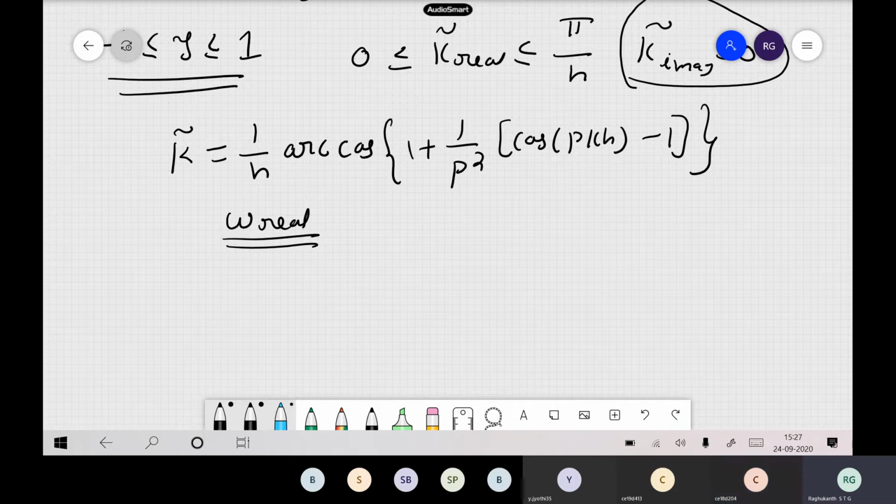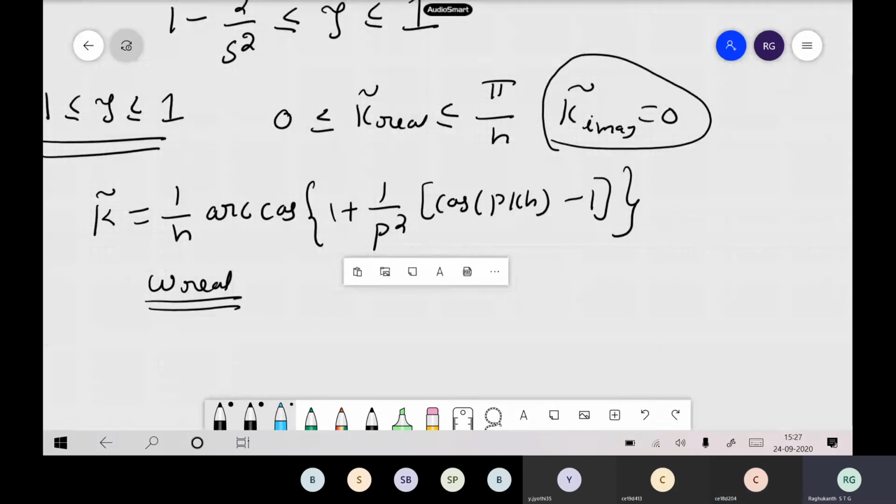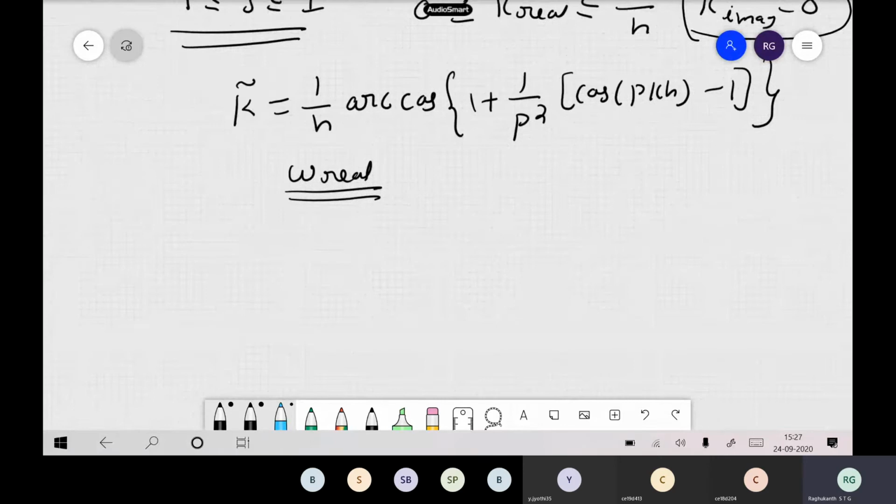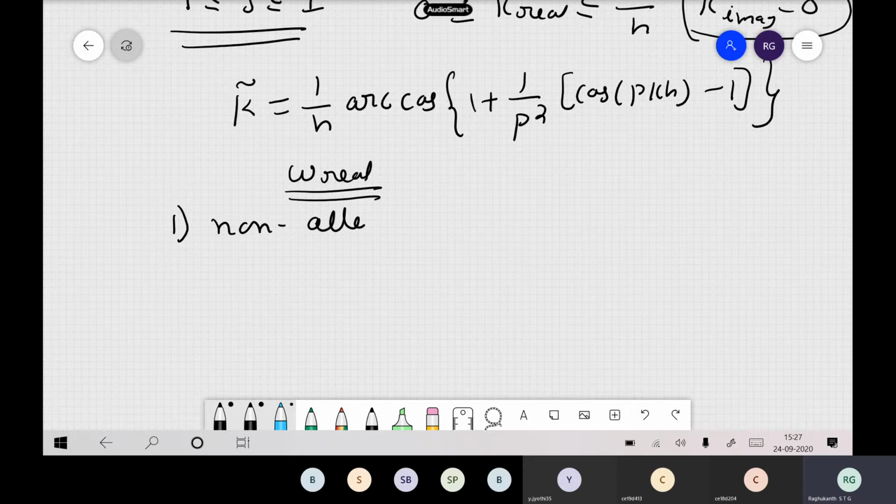So when k imaginary is 0, and omega is only real, it is a non-attenuative medium. There is no chance of attenuation. You follow, right? The amplitude is going to remain constant at any time and spatial position.